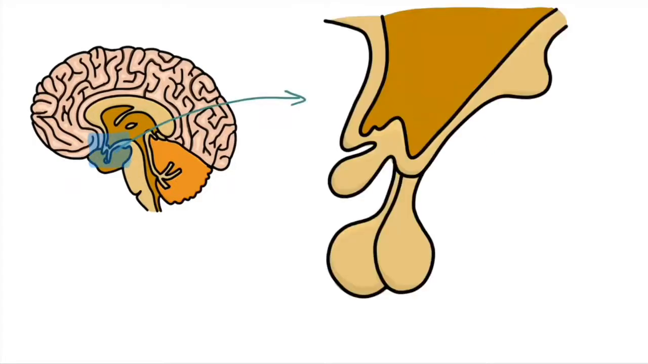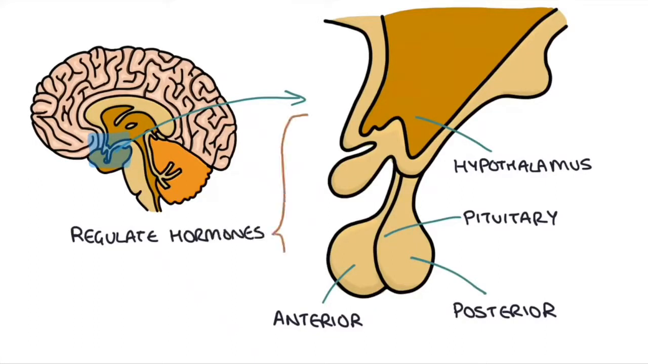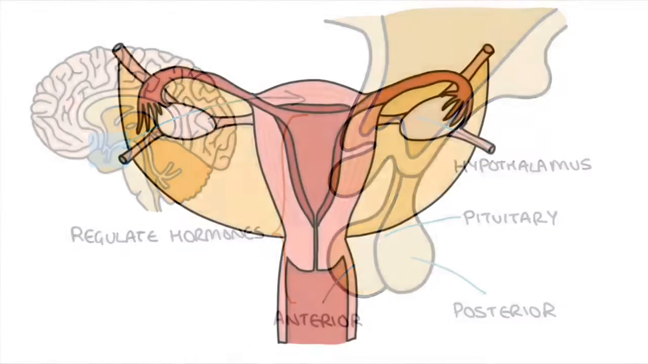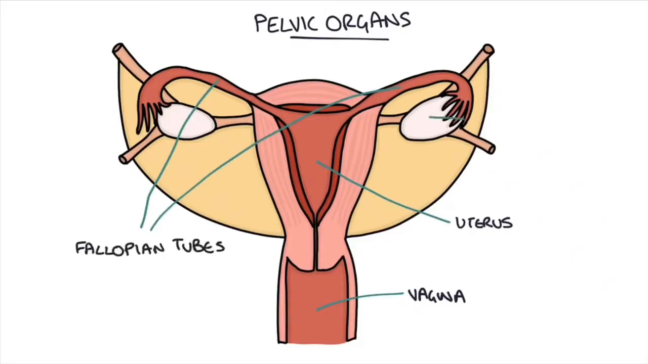You need to be aware of some key structures in the body that release the hormones. Firstly, in the middle of the brain, you have the hypothalamus and the pituitary gland. The pituitary is split into two parts, the anterior part at the front and the posterior part at the back. And these are responsible for regulating a large number of hormones in the body. Then you have the pelvic organs. So there's the vagina, the uterus where the babies grow, the fallopian tubes, and the ovaries.